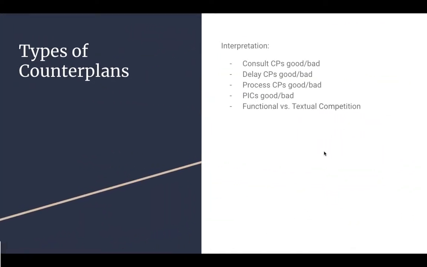The final theory argument we'll talk about is types of counterplans. So there are a multitude of different arguments. So we have consult counterplans, good or bad, delay counterplans, good or bad, process counterplans, good or bad, picks, good or bad, functional and textual competition. And some standards you might have is, like, debating yourself, especially when it comes to plan-inclusive counterplans. The affirmative team is now just debating their own plan, but minus one tiny thing.